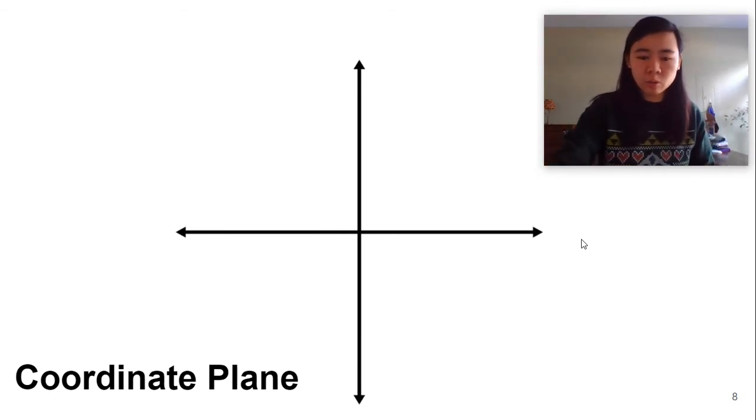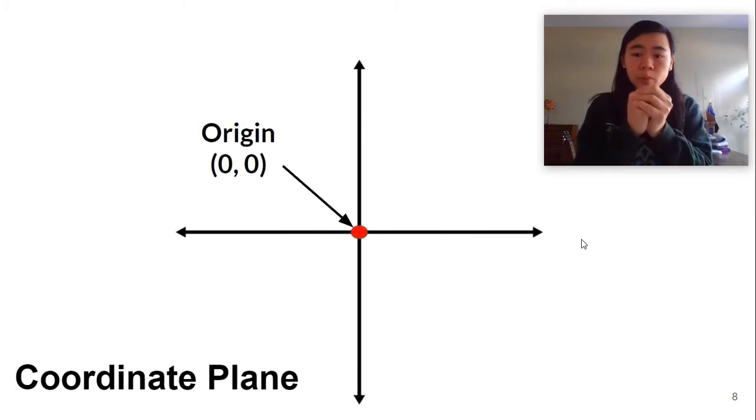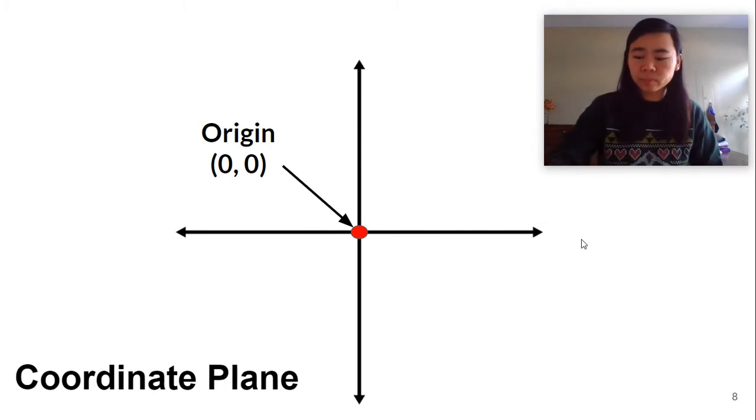So let's label some parts of this coordinate plane. We have this middle point where those two number lines intersect, called the origin. It is at 0, 0. So just like the 0 on the number line, this is 0, 0, again, called the origin.